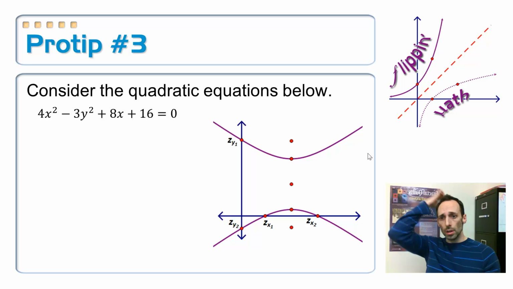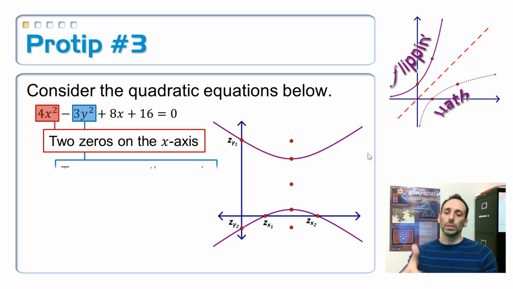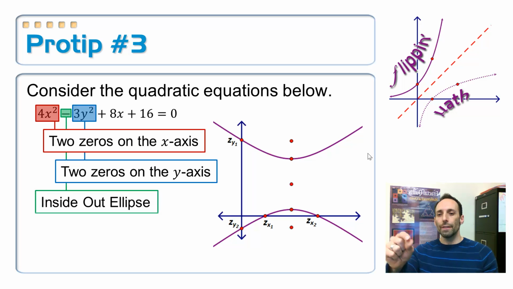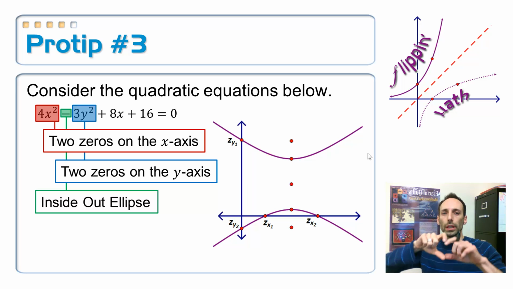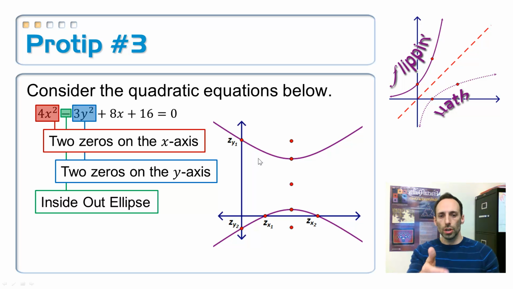So if I look at that equation, I've got an x squared term. So the x squared term, of course, means that I have two zeros on the x-axis. The y squared means I have two zeros on the y-axis. And then I have a negative sign, and think of the negative sign as an inside-out ellipse. So I'm taking my ellipse and then turning it inside out. And I get the shape of a hyperbola. So if you think of things like that, I have both an x squared and a y squared, and they're subtracted. I have myself a hyperbola.